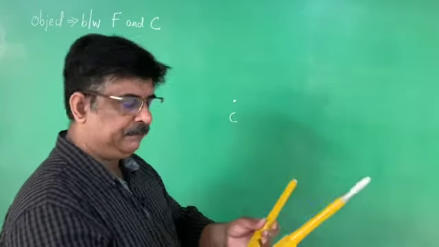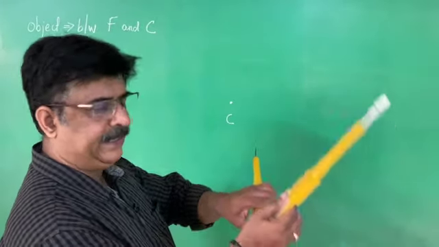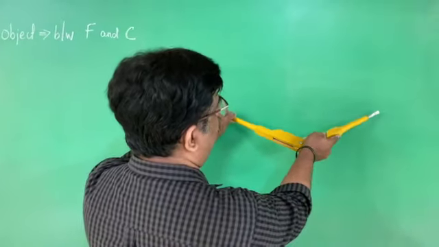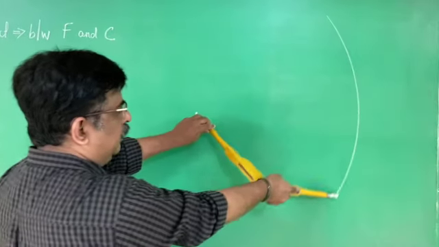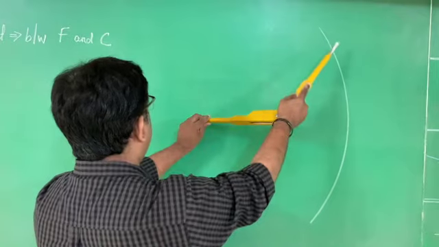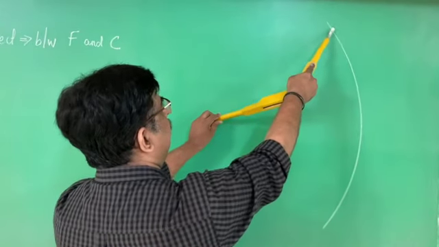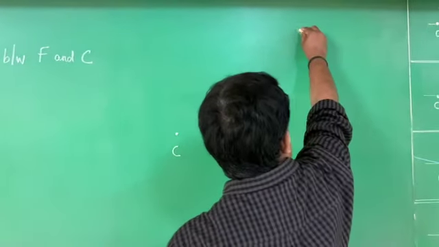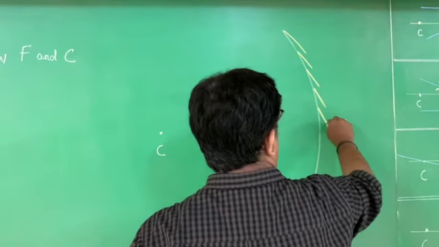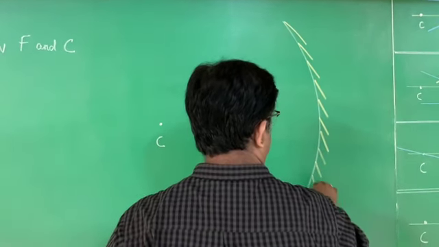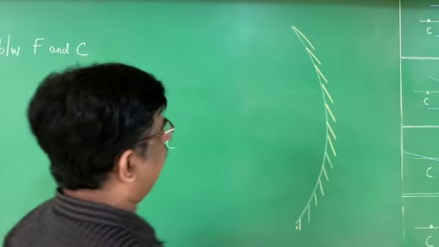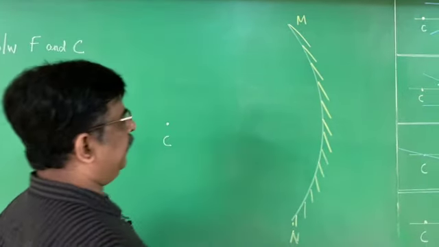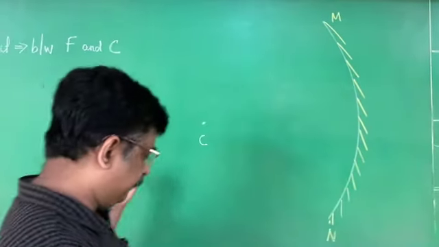Take the compass with a convenient radius, and with C as the center, draw an arc. Now convert that arc into a concave mirror by shading its right side, making the left side the reflecting surface. This is the aperture. What is aperture? Aperture is the diameter of the mirror. The reflecting surface is the left side.